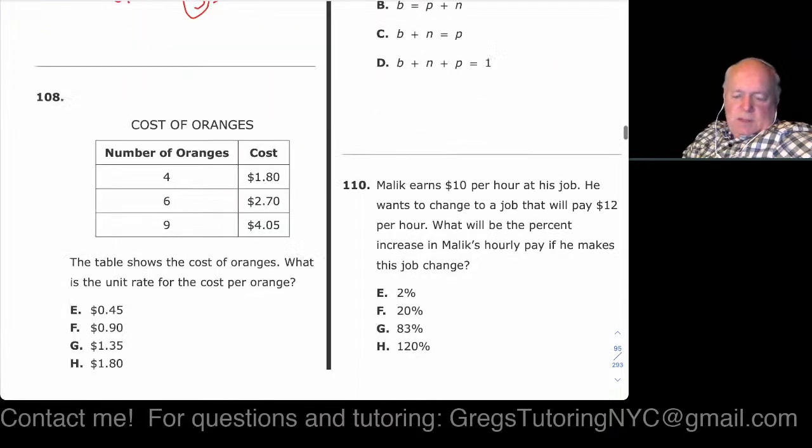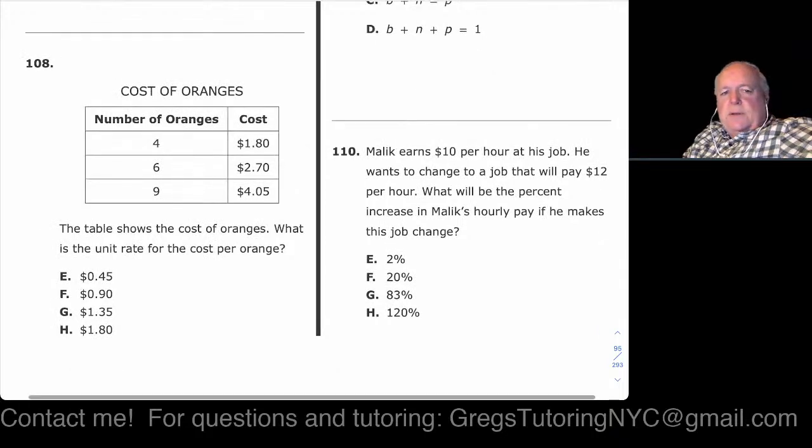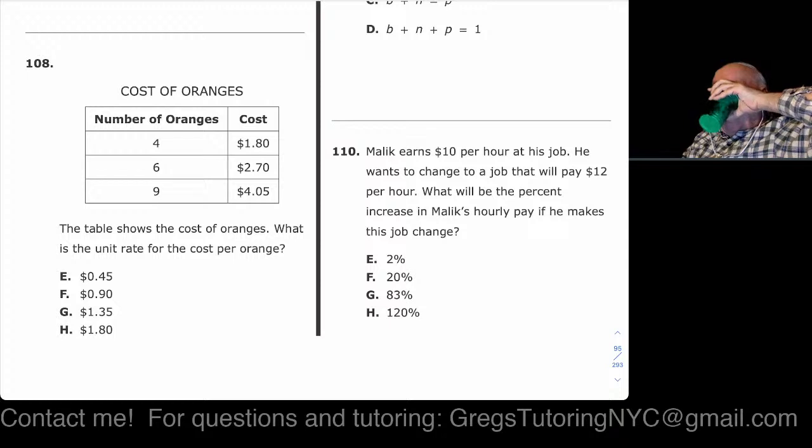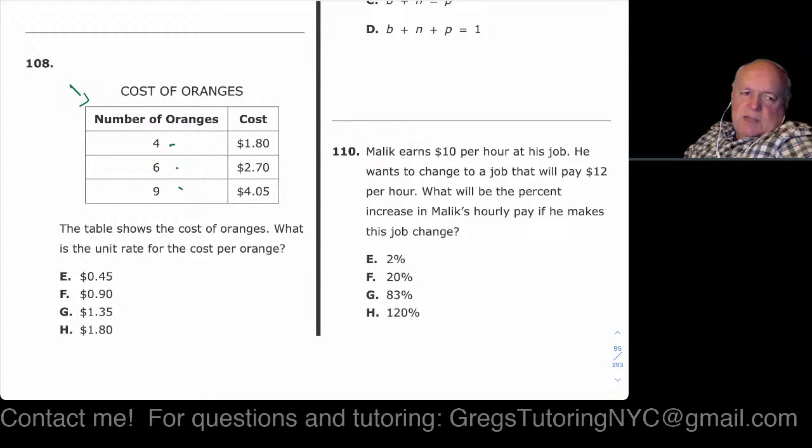Okay, 108 uses a table, so I'm going to look at the illustration first. The number of oranges. As soon as I see a table like this, where it's comparing 4, 6, 9 to different prices, I think two things: either a linear equation and/or constant of proportionality. So I'm not sure where they're going here. I just see some obvious stuff. I can do some computations if I want, but I'm going to look a little deeper. I'm going to go to the words first because I don't know what it's asking me to do yet.